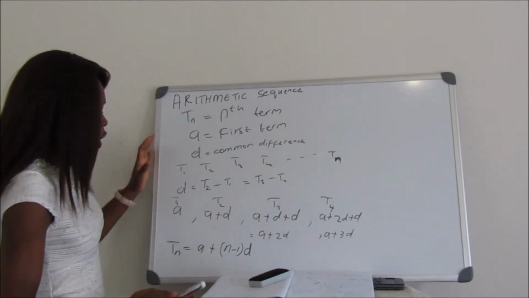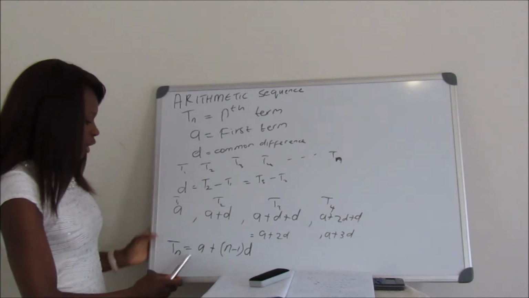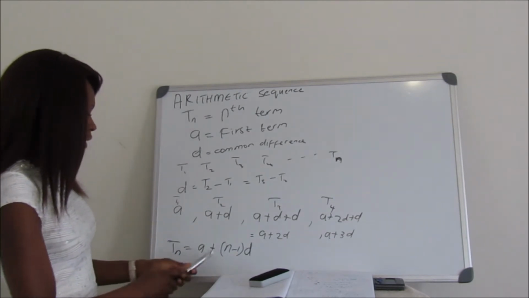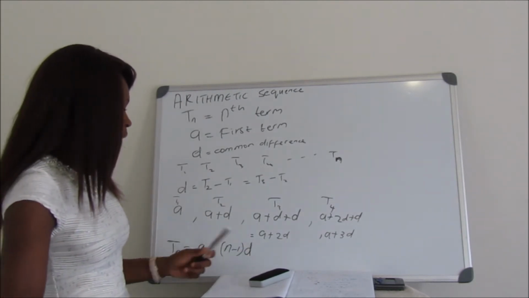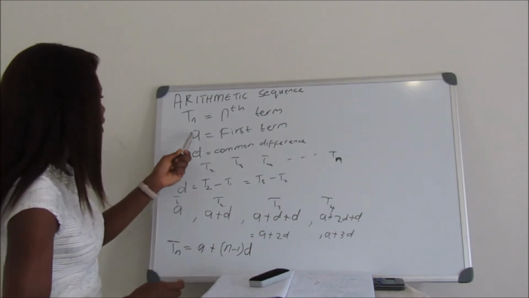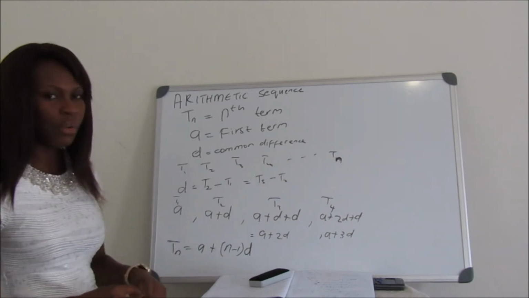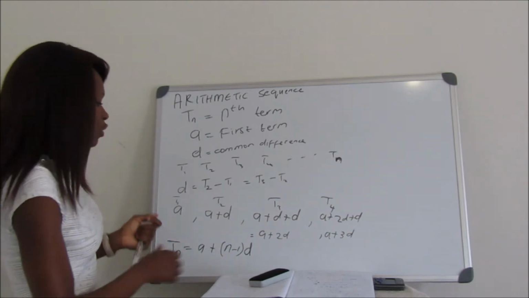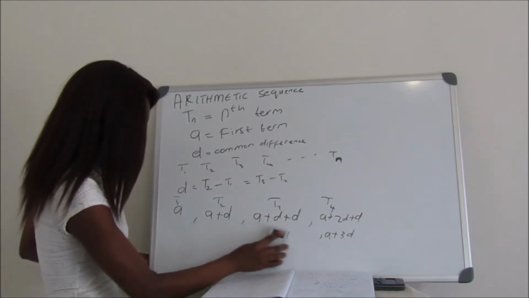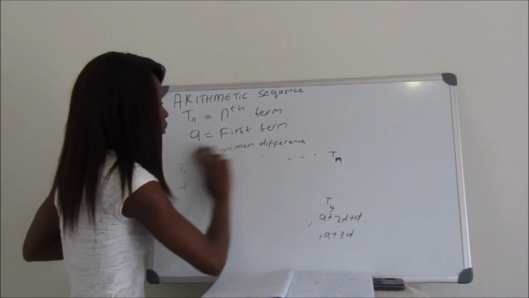And then when we go on, we find Tn by saying A plus n minus 1 multiplied by D. Our A is still the first term, n is the number of the term, and D is our common difference. Now let's get a question so that we can see how this will work out.